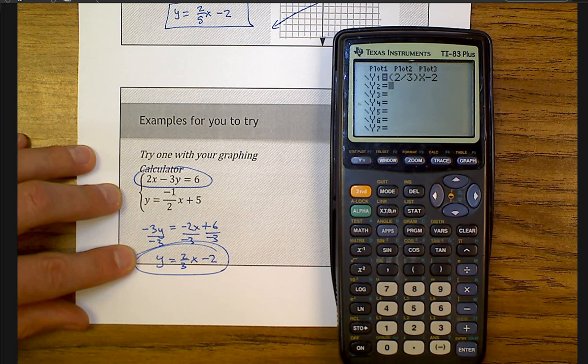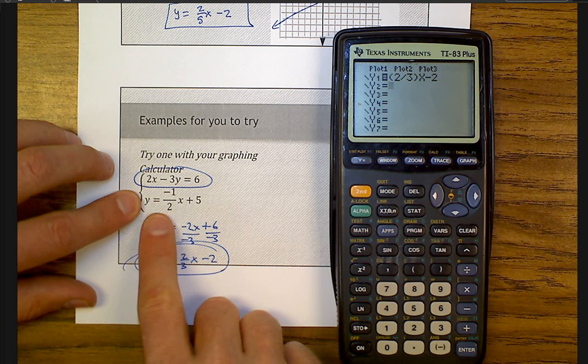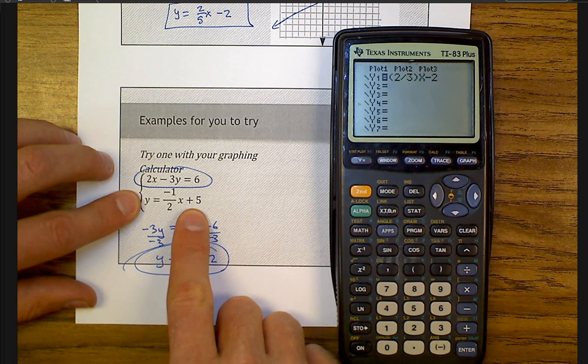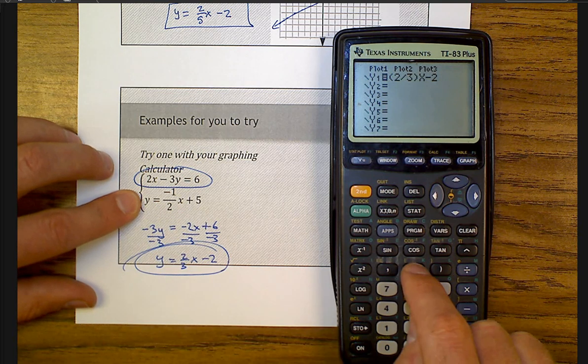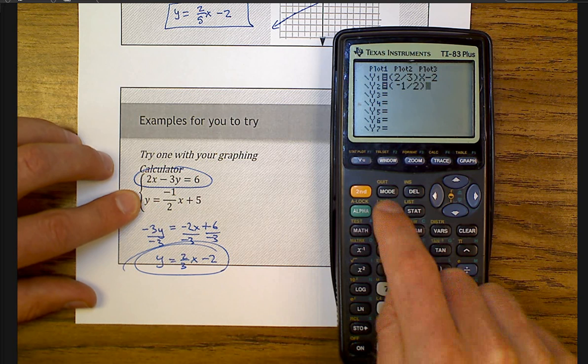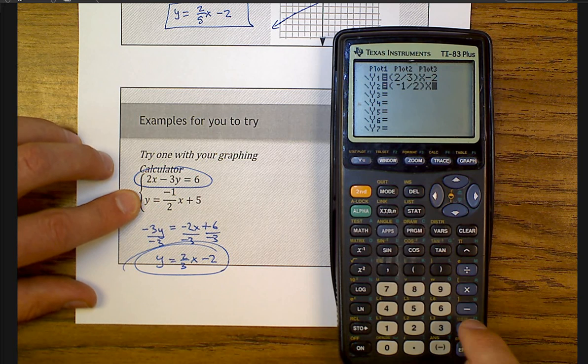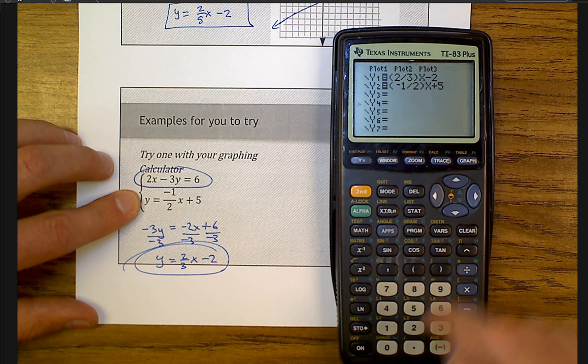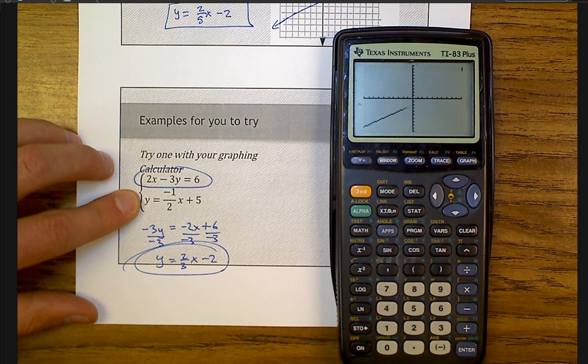So now I'm going to put in this one here, that y equals negative 1/2 x plus 5. So I'm going to, again, since it's a fraction, use parentheses. I'm going to put my negative sign, 1 divided by 2, close parenthesis, hit my x, and then plus 5. And then once they're in, I'm just going to hit graph. And there's your first line going across. And then your second line should come across there.